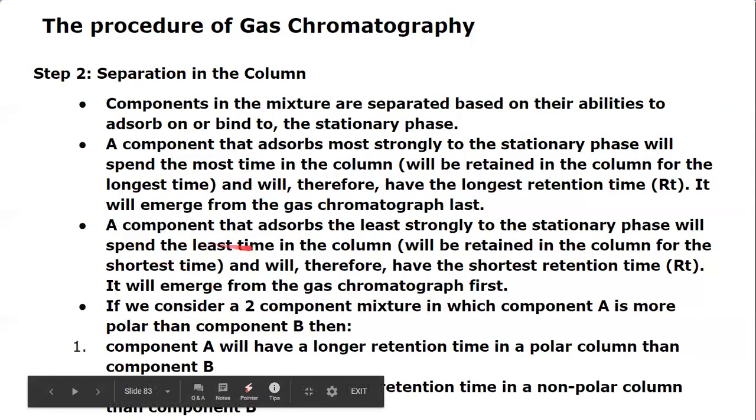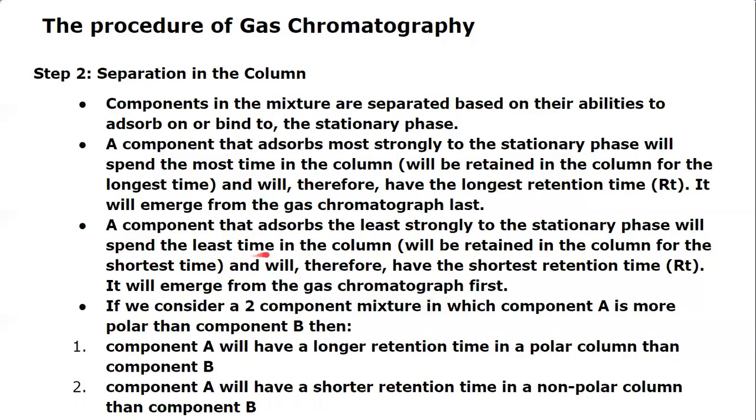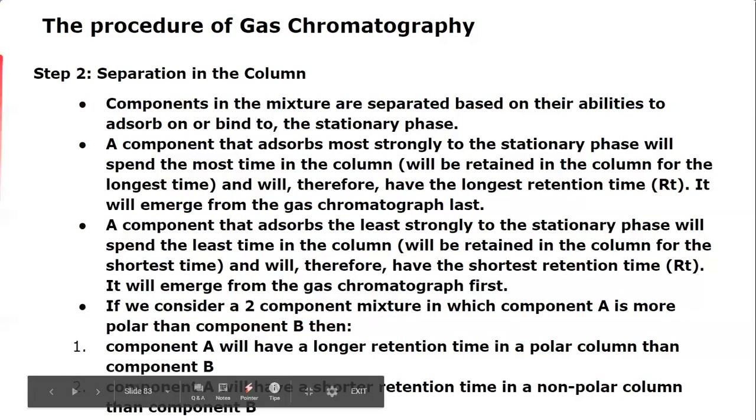See, a component that absorbs least strongly to the stationary phase will spend the least time in the column, will be retained in the column for a shorter time, and will therefore have the shortest retention time. It will emerge, that means elute, from the gas chromatography first. If you consider the example given, he explained with an example. In that example, he has taken two components, and A is more polar than B.